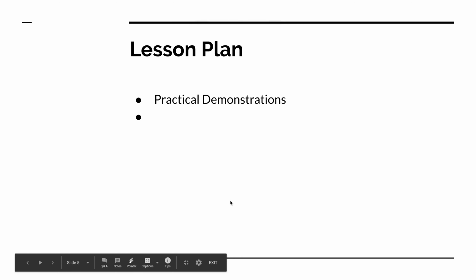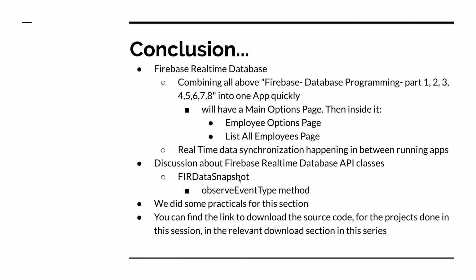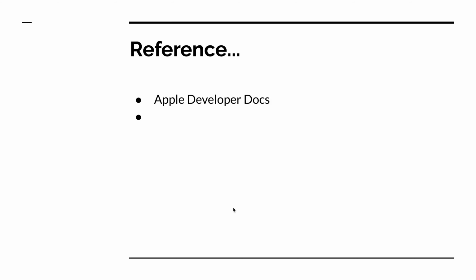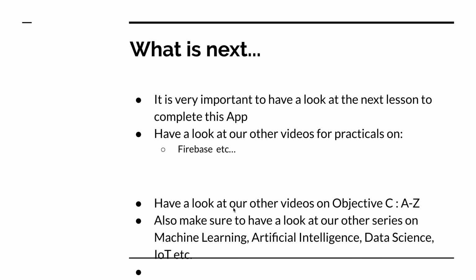Okay viewers, so we completed the successful practical demonstration. The conclusion is, we combined all the parts we did from Firebase database program part 1 to 8 into one app, because we were continuing the same project. We discussed real-time data synchronization, and we discussed the API class which does that trick. We did some practicals for this session. You can find the link to download the source code for the projects done in this session in the relevant download section in this series. Reference was Apple Developer Docs. And what's next? Well, we have completed this app.